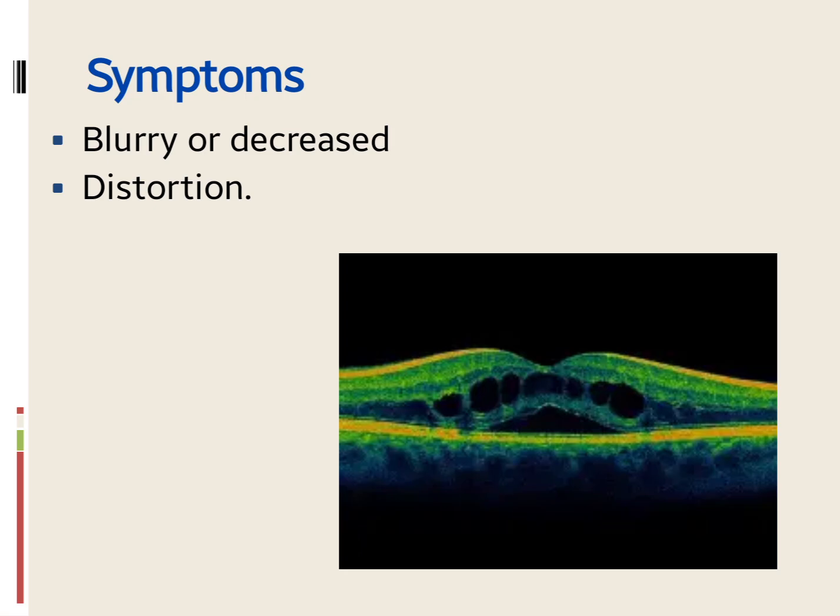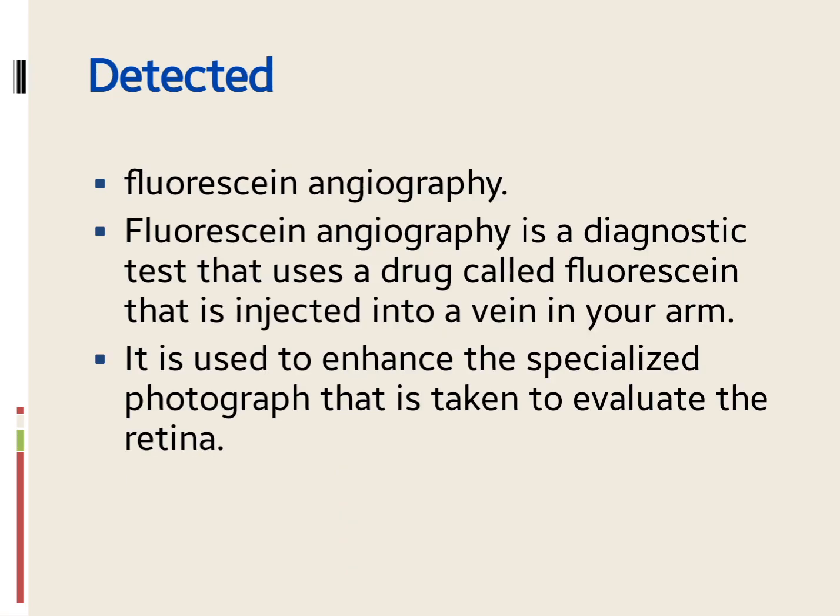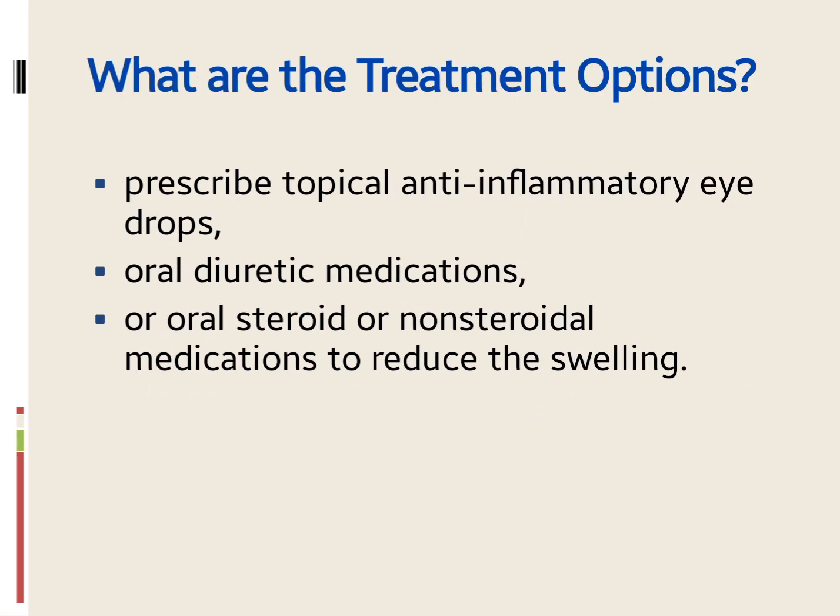So to my right is an OCT image that is showing an abnormal retina, which shows that it's been filled with some fluid. So when you do an OCT, this will help in confirming that there is macular edema. Fluorescein angiography is one of the tests that can also be done. In fluorescein angiography, a drug called fluorescein is injected in a vein in an arm, and it is used to enhance specialized photography that is taken to evaluate the retina.